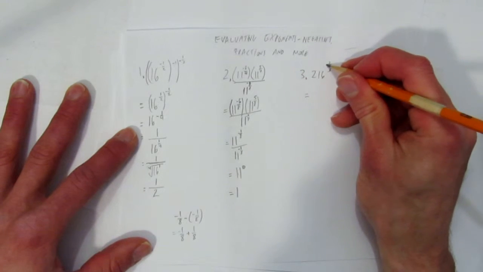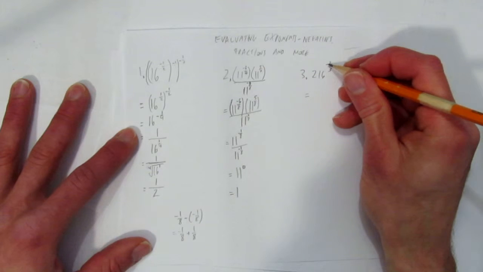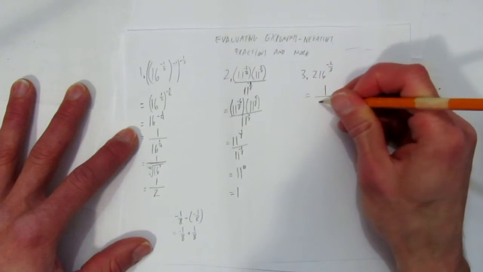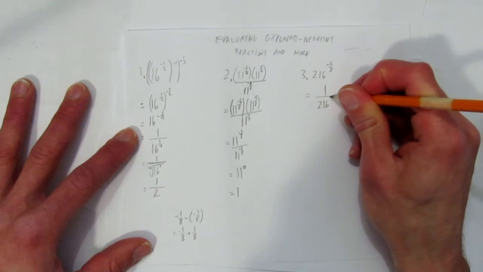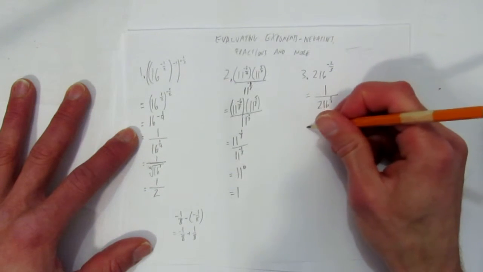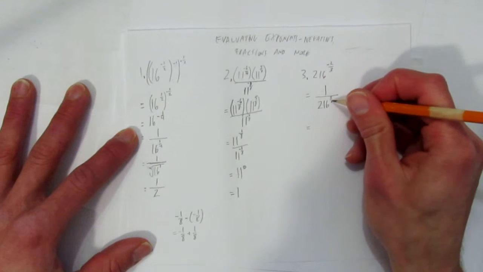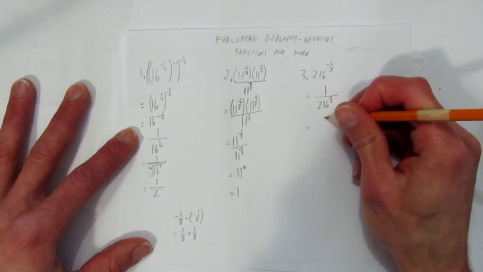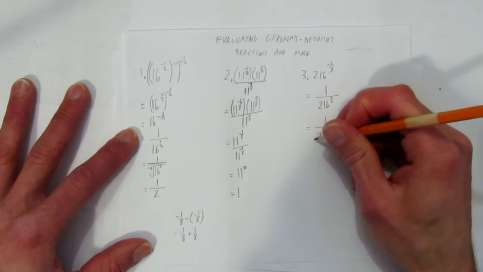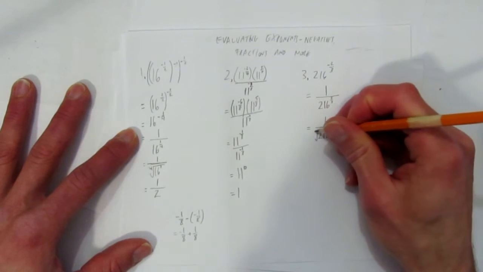So if you understood that, this one should seem easy. 216 to a negative fraction exponent. Start by dealing with the negative. A negative means put me under the line and change just my exponent sign. Now, since I have 2 over 3, the 2 becomes the exponent. The 3 becomes the root.